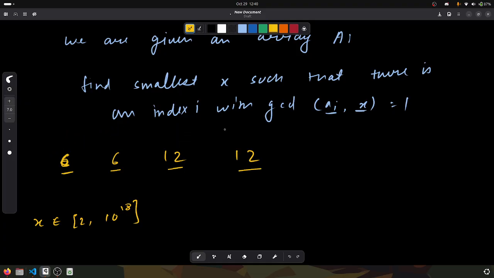Moving on, let's check for 3. Again 3 also cannot be the answer because all of these have 3 as a divisor. Then 4. Again 4 also cannot be the answer because GCD of 6, 4 will be 2 and GCD of 12, 4 will be 4. So 4 also cannot be the answer. Checking for 5. Yes, 5 can be the answer because GCD of 6, 5 is 1 and GCD of 12, 5 is also 1.